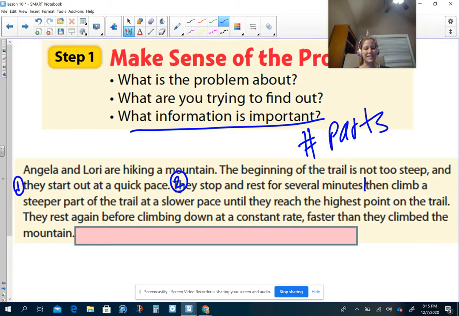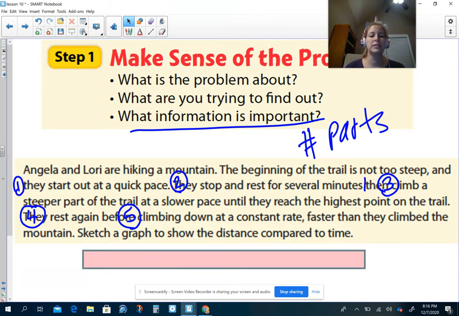We stopped and rested. Then this part says, then climb a steeper part of the trail at a slower pace until we reach the highest point. Ooh, okay. So once I get to the highest point, what are we going to do again? They're going to rest. And then they're going to climb down at a constant rate, faster than they climbed up the mountain. How many parts of this graph are we going to have? 5. 5 parts, okay?